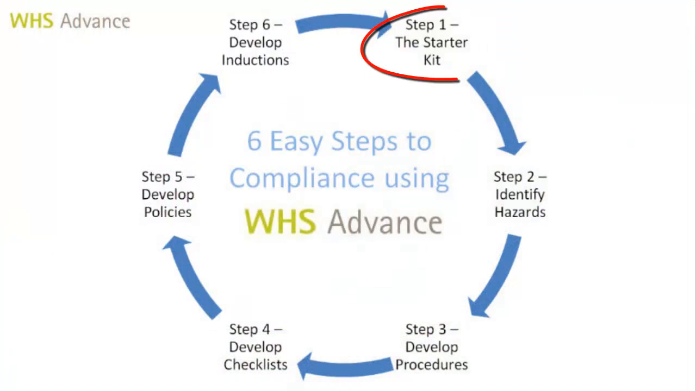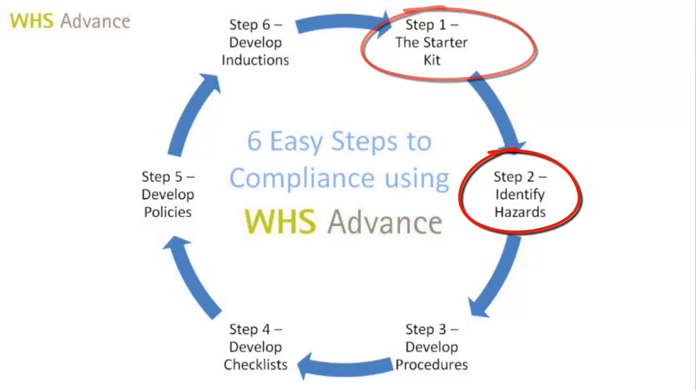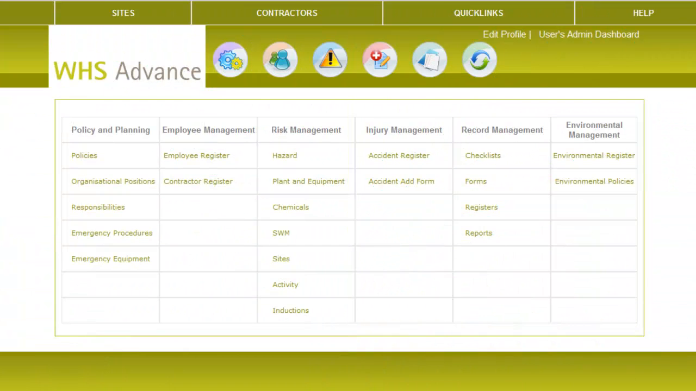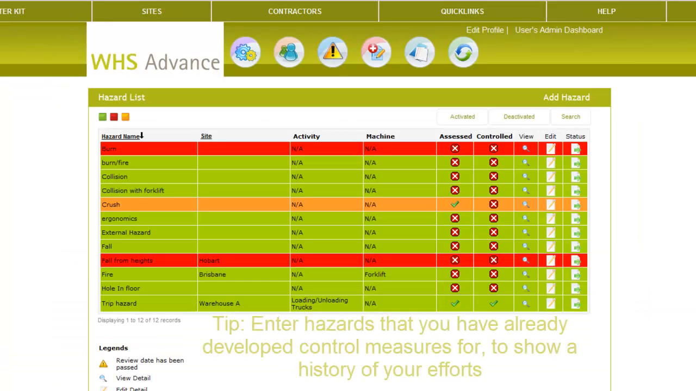You have already completed the first step when you completed the starter kit. Items such as sites, activities, chemicals and plant equipment all have certain hazards relating to them. Under new work health and safety laws, a person controlling the business undertaking must identify the hazards and control the risks. So by using the hazard register located in the risk management section, you can enter hazards that you have identified relating to these items.